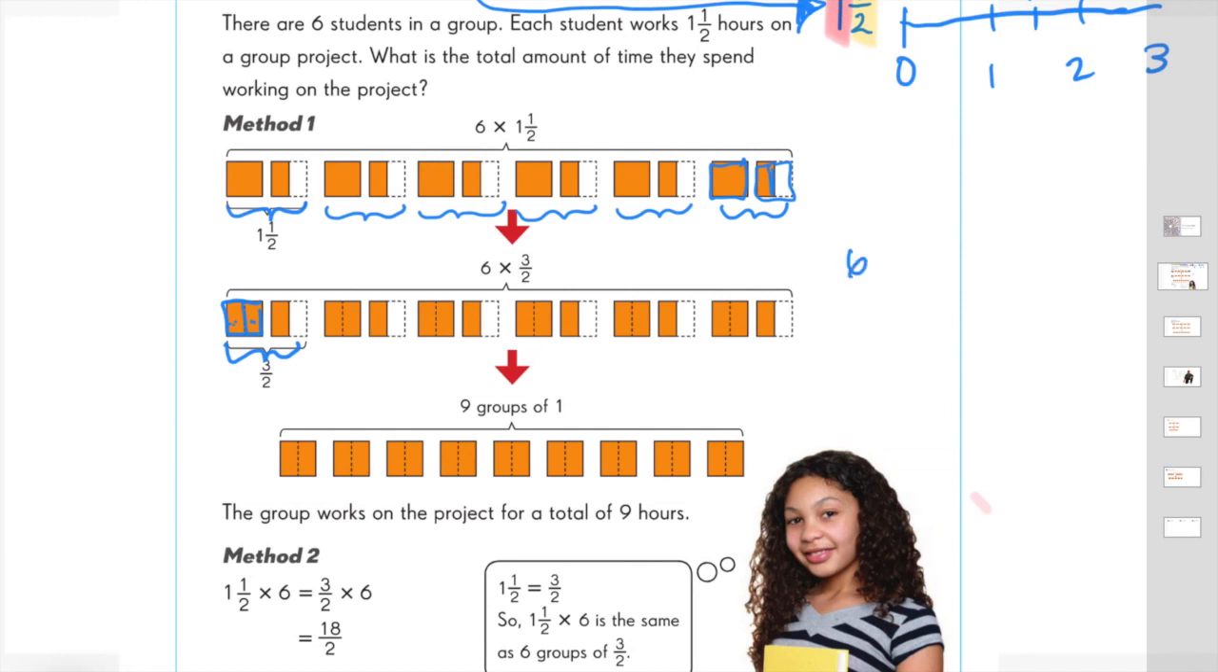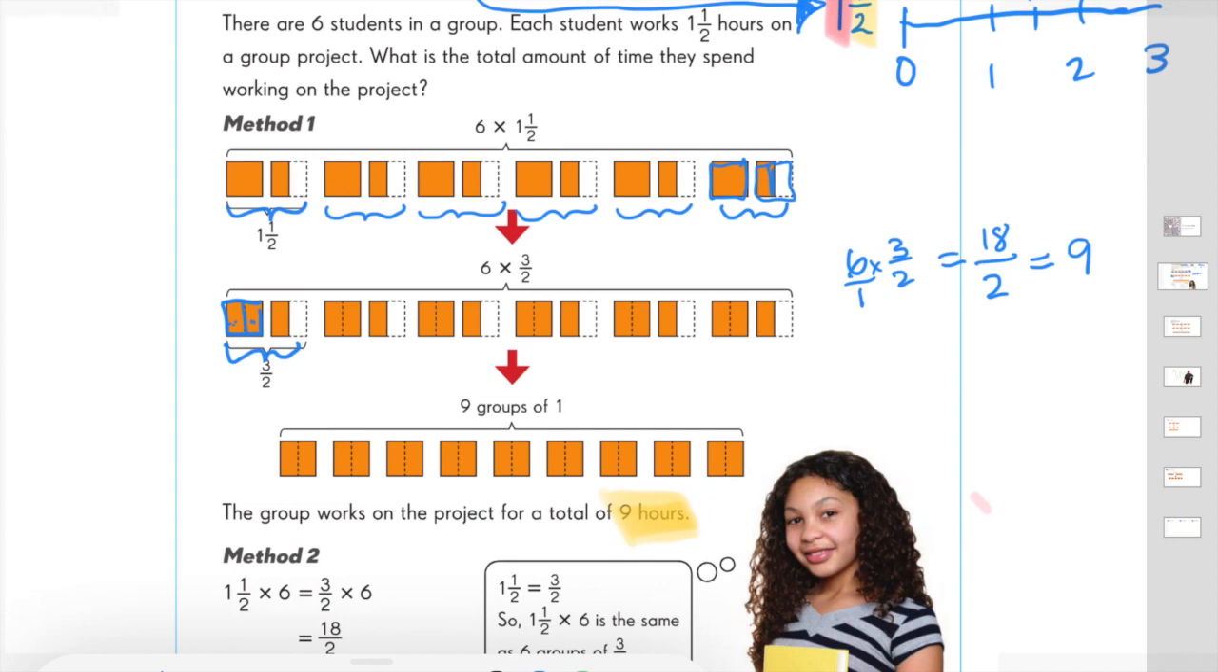And we know that when we multiply a whole number times a fraction, we just need to put that whole number over 1, and then we can multiply. So 6 times 3 is 18, 1 times 2 is 2, and 18 divided by 2 is 9. So we actually have 9 groups of 1 when we combine them all together. And so we could say that the group works on the project for a total of 9 hours.